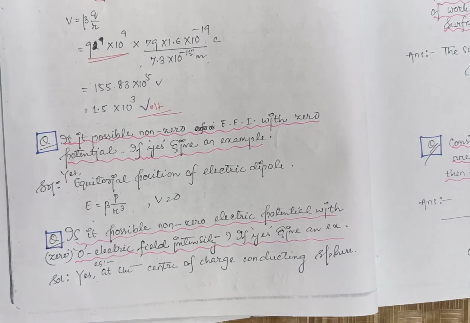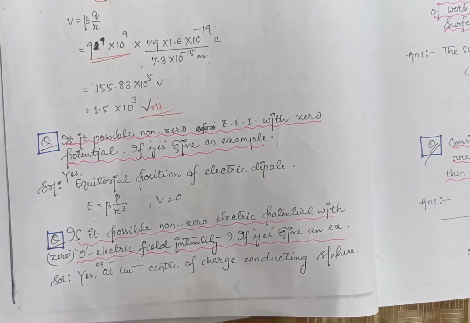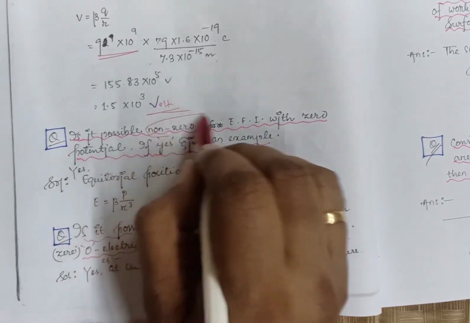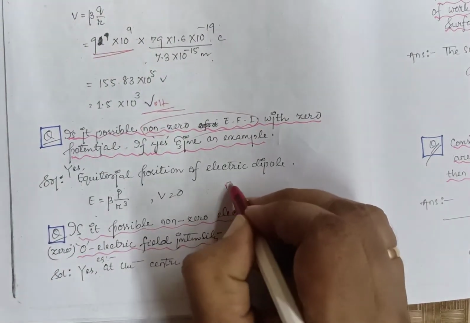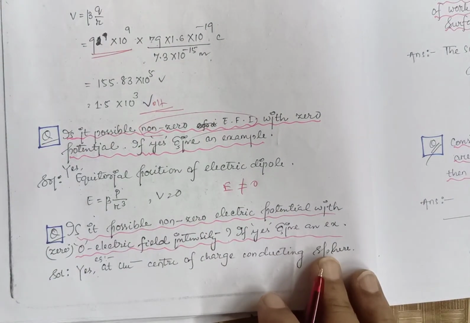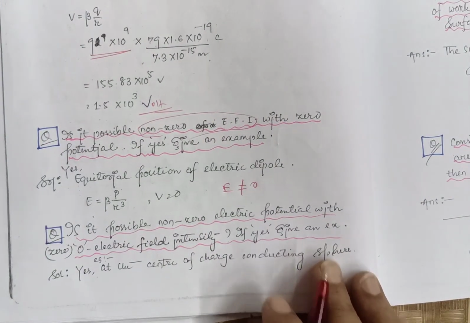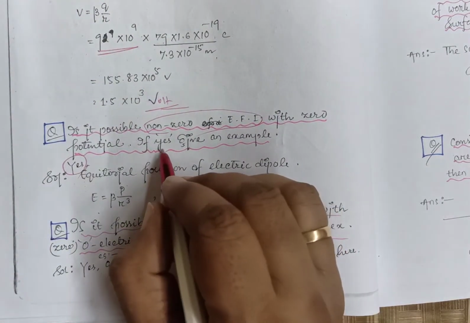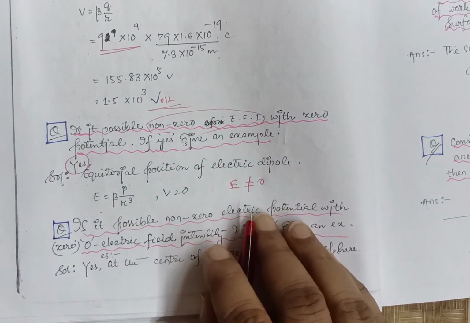Now next question, short questions. The question asked: is it possible to have non-zero electric field intensity, that means E is not equal to 0, with zero potential? The answer is yes. Then he asked what is an example. If yes, give an example.